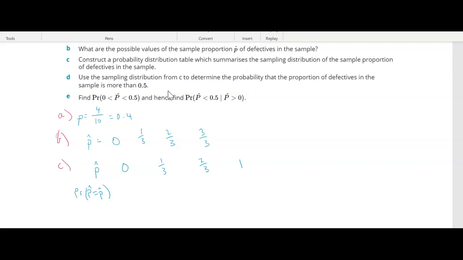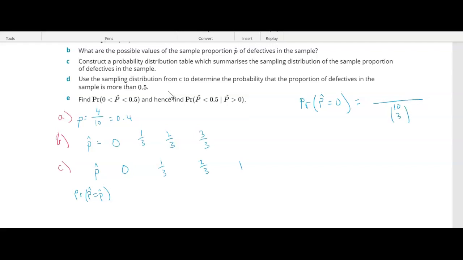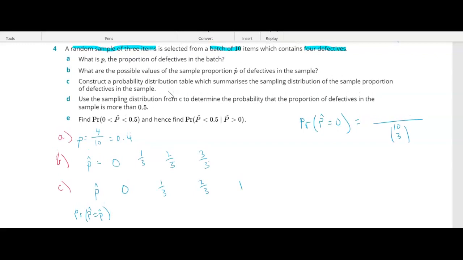Okay, so just similar to what we did before, I might do it over here. So the probability that P is equal to 0. So our total is easy to work out. We've got 10 and we're choosing 3 items. Is this going to be exactly the same as before? No, because we've got a different number of items.